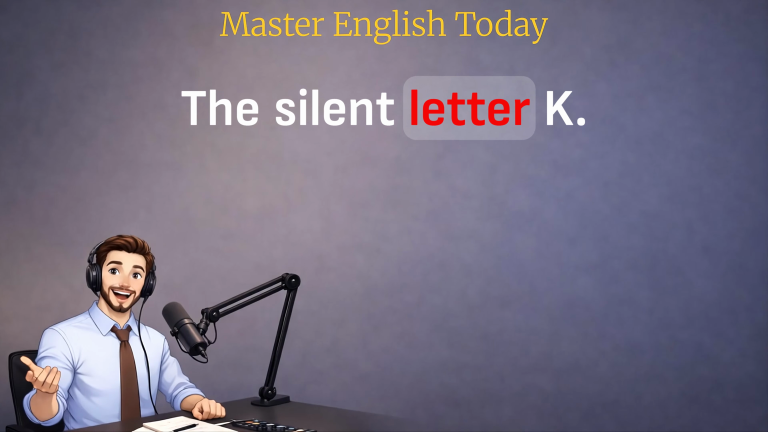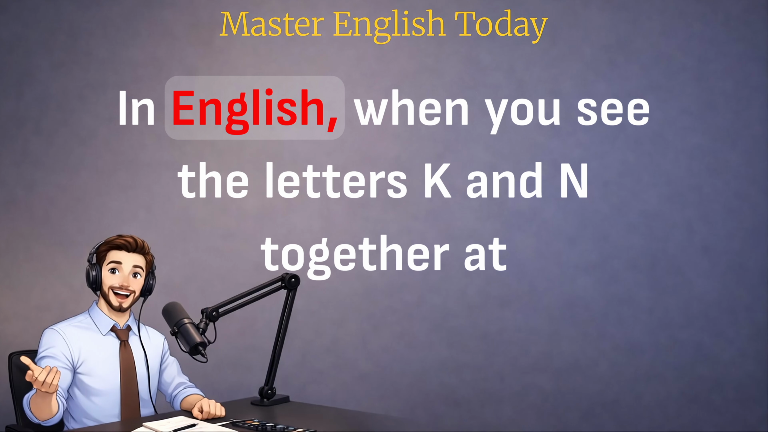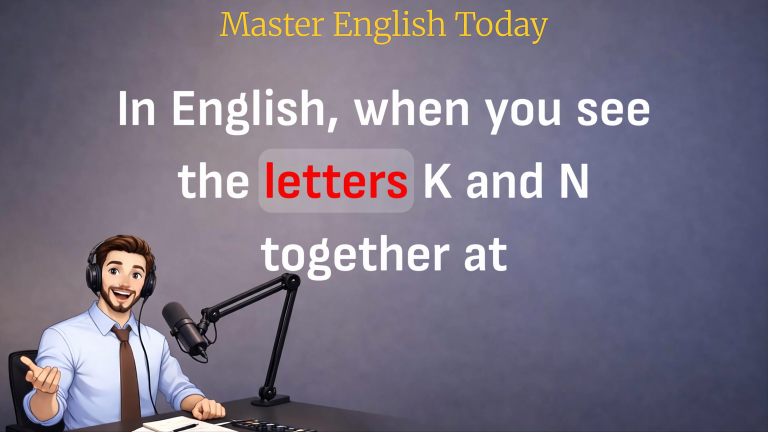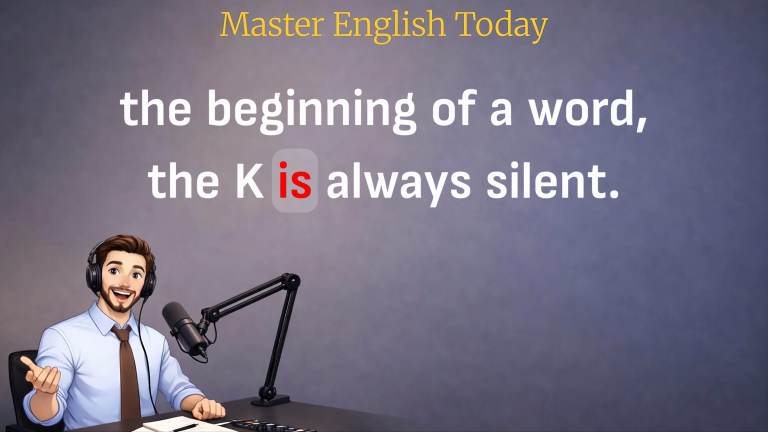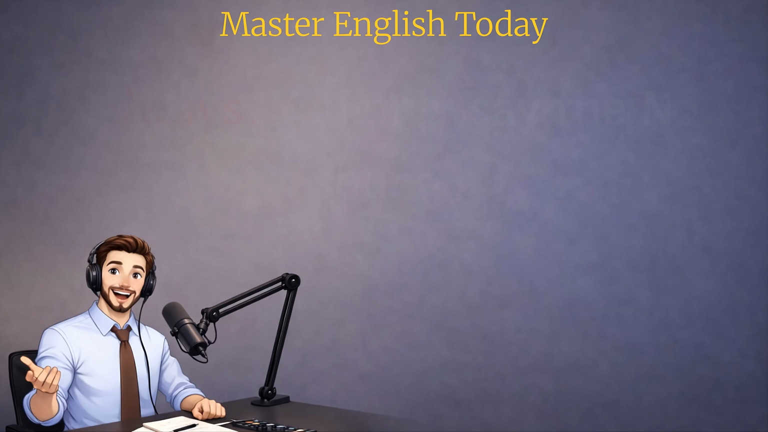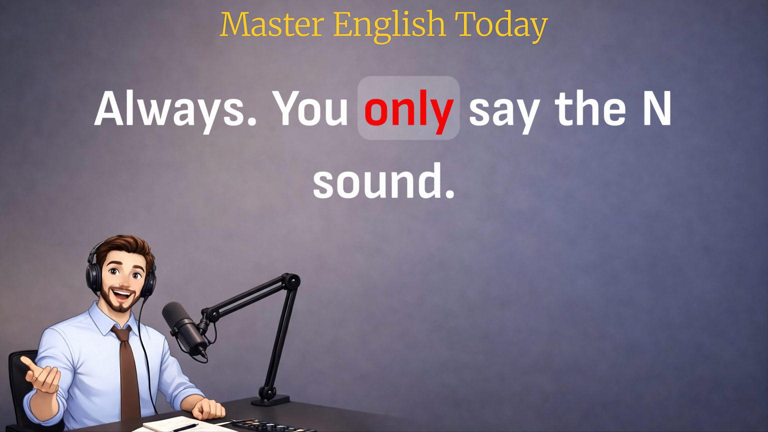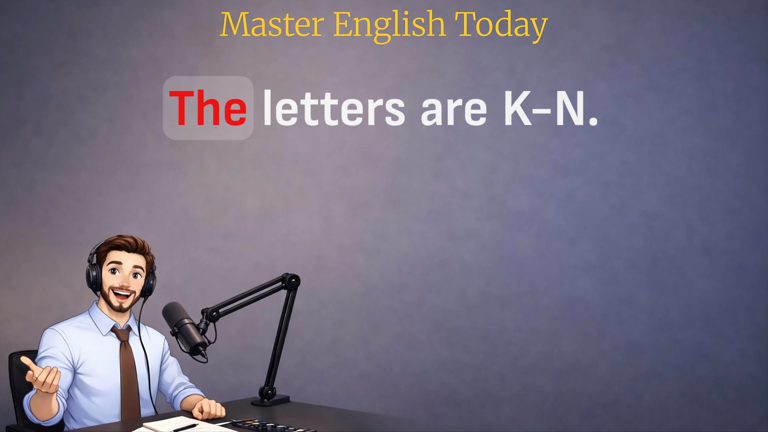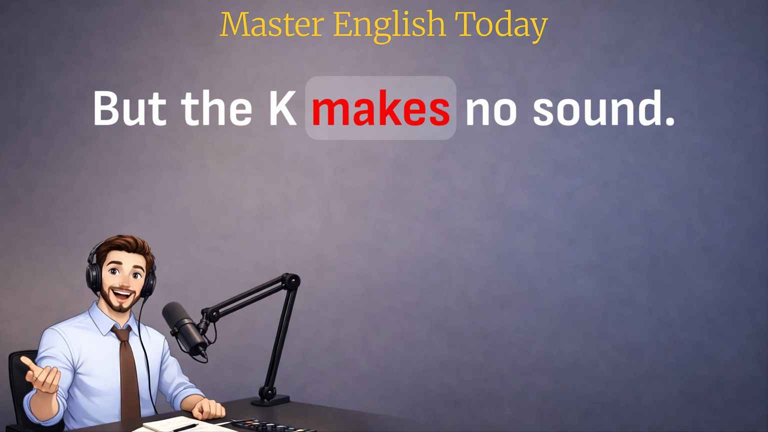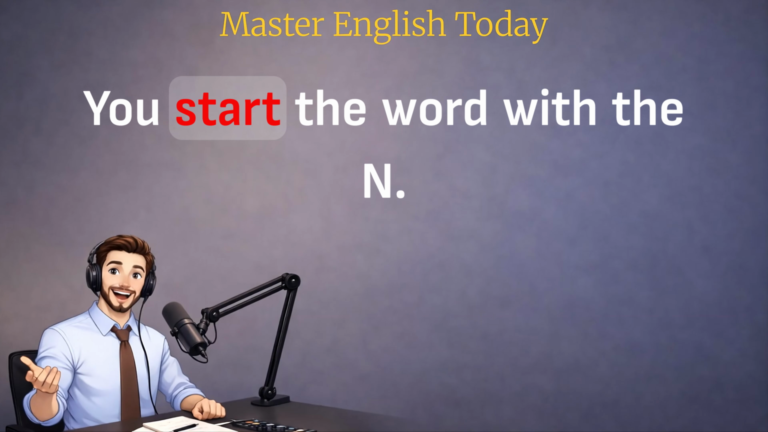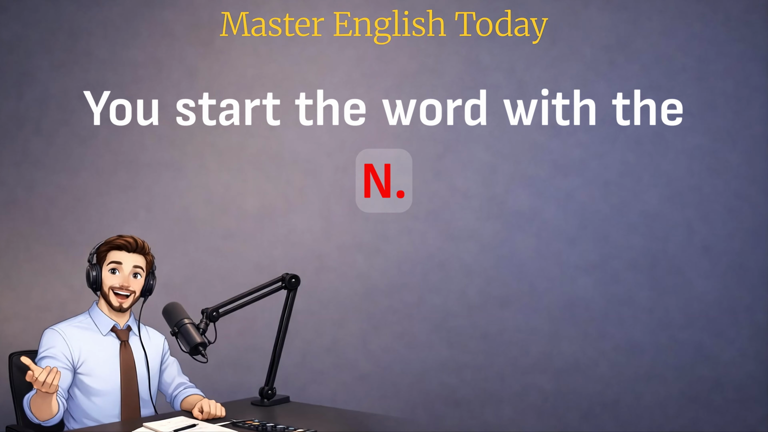The silent letter K. In English, when you see the letters K and N together at the beginning of a word, the K is always silent. Always. You only say the N sound. The letters are K and N, but the K makes no sound. You start the word with the N.